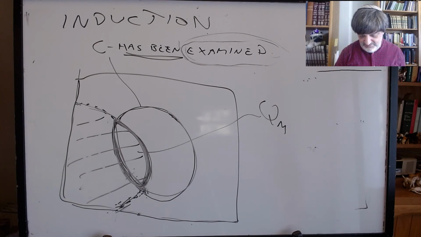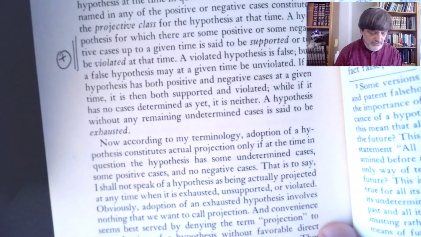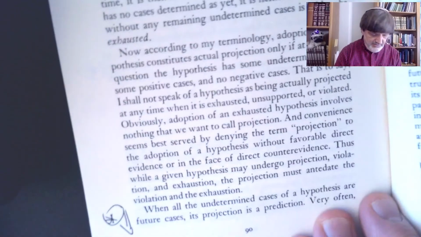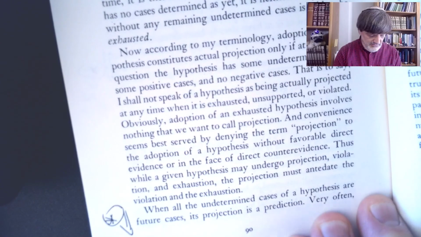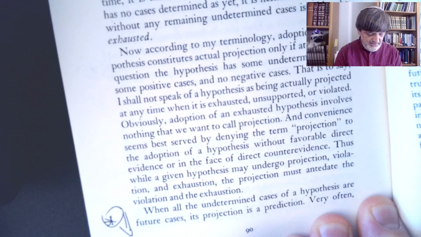Now, is that really the right place to read? Because he talks about this earlier, but I didn't write down where. I guess I'll just read this. All right. This is not the right page. When all the undetermined cases of a hypothesis are future cases, its projection is a prediction.